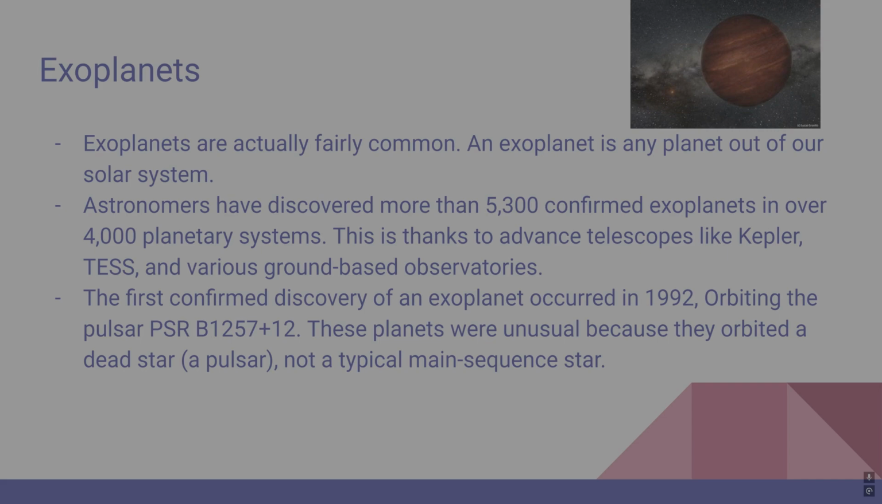So there are confirmed 5,300 exoplanets and over 4,000 planetary systems. The first one that we discovered was in 1992, orbiting pulsar PSR B1257+12. That's a weird name for a planet, but sure.